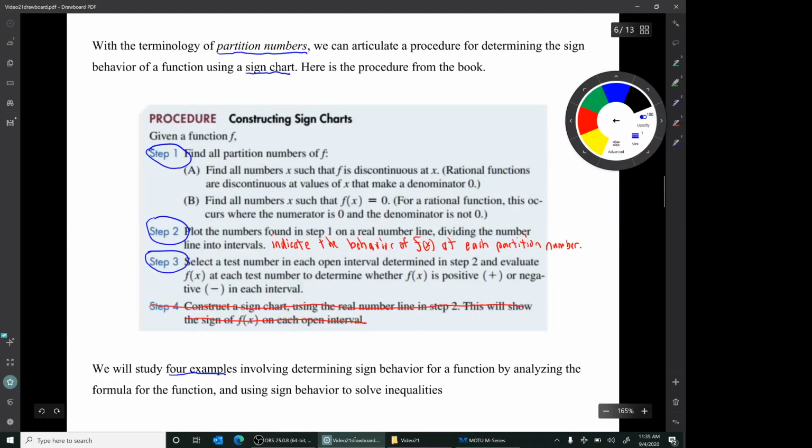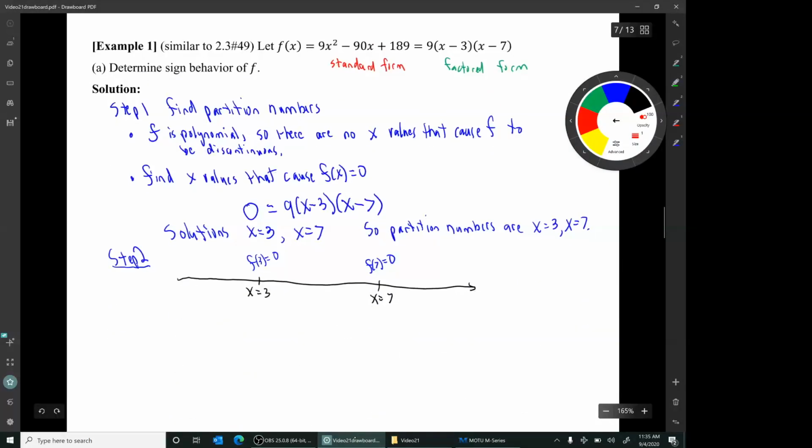Step 3 is to select a test number in each open interval and evaluate f of x at each test number. So let's find test numbers. That just means sample x values. So there are my sample x values, my test numbers. So we just have to find how f behaves at those sample x values. So we have to find f of 2, f of 4, and f of 6.